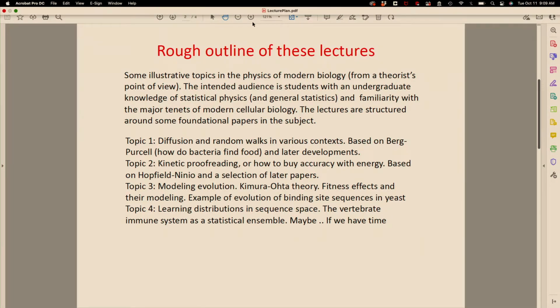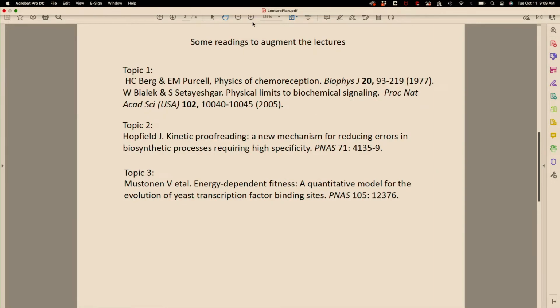Right, so for the first topic, there's some references. Okay, so what I'm talking about today is what's in this Berg and Purcell paper. This is a kind of landmark in biophysics, physics and biology working together. The Physics of Chemoreception, Biophysical Journal from 1977. Okay, so how do these guys propose to prove this? All right, taking my courage in my two hands, I tell you what it is.